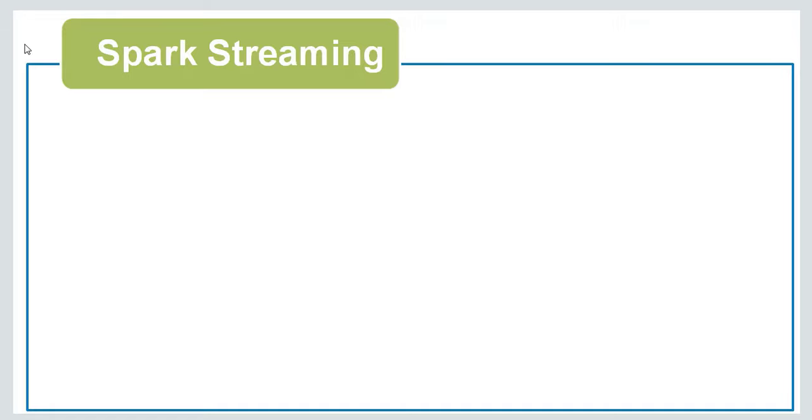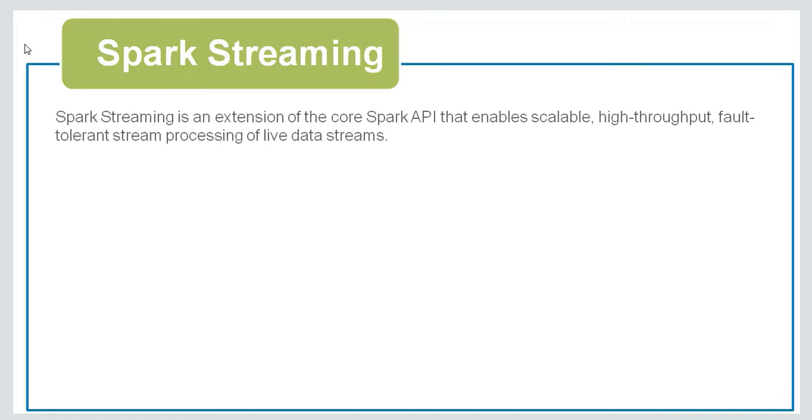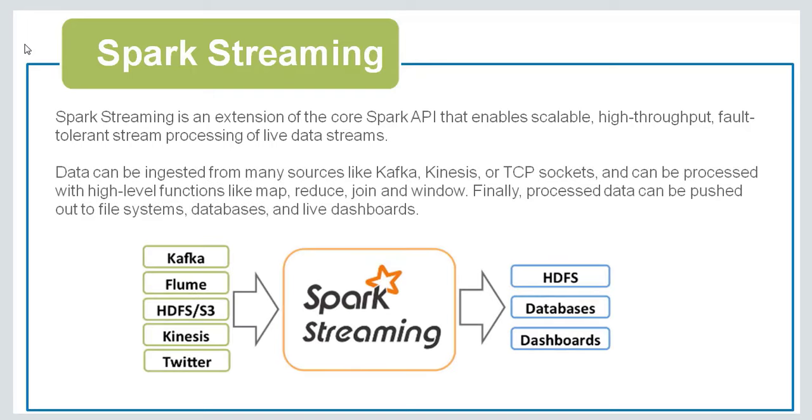Next component is Spark Streaming. Spark Streaming is an extension of the core Spark API that enables scalable, high throughput, fault tolerant stream processing of the live data streams, or you can say real-time data. Data can be ingested from multiple sources, for example Kafka, Flume, and can be processed with high-level functions like map, reduce, reduceByKey and window, join, and finally the processed data can be pushed out to the file systems, databases, or live dashboards.